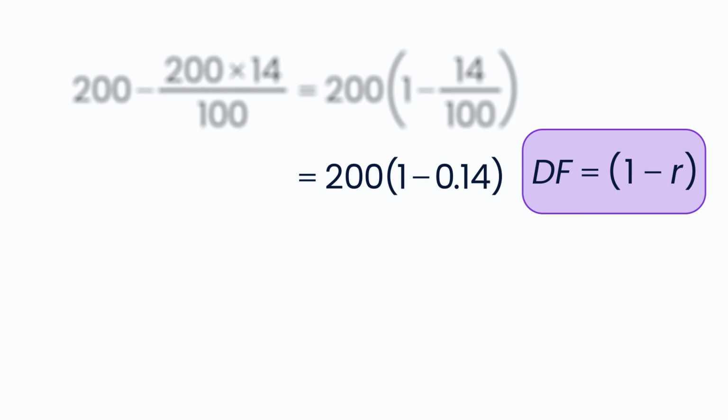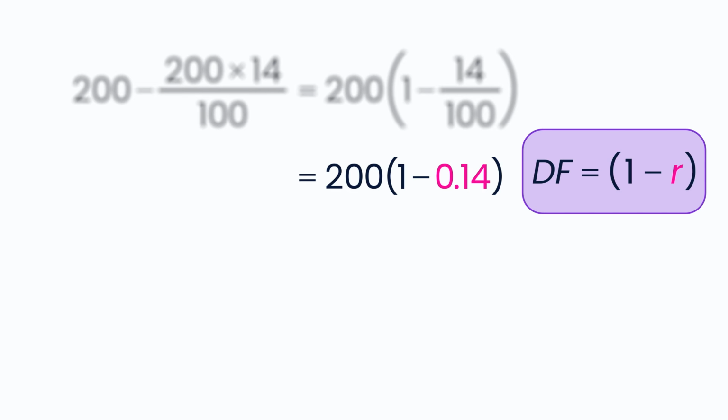Do you notice the resemblance? If you ignore the 200, you're left with 1 minus 0.14. This is the decay factor, 1 minus r, but you have inserted 0.14 for r. This factorization works for all situations where you want to subtract a percentage from the initial amount. So you can always use the one-step formula with a decay factor to find the final amount. You just multiply the initial amount by the quantity 1 minus r.